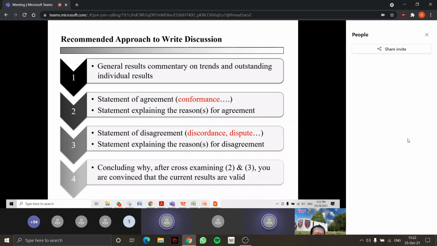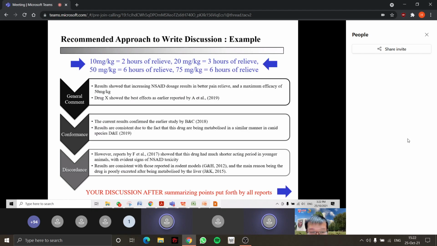I need to look at who agrees with my results, why, and then who disagrees with my results, why. And then after that, look at, based on this agreement and disagreement, why I think my result is still valid. So this is a simple approach which I think you can practice as well in order to make your discussion writing much more efficient.